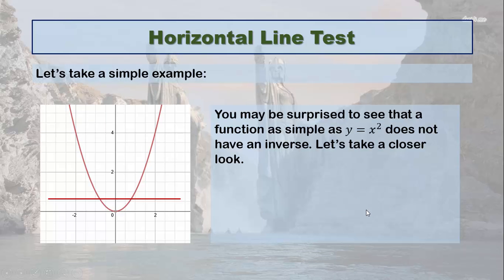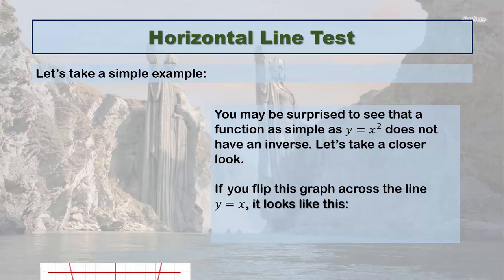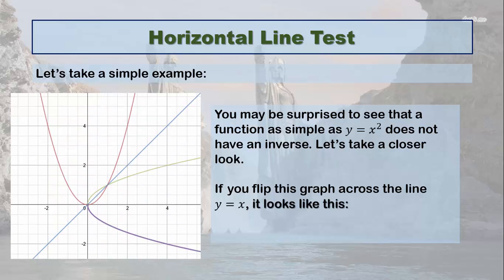My guess is that you're probably surprised to see that something as simple as y equals x squared does not have an inverse. But let's take a closer look. If we were to flip this graph across the line y equals x, and remember that's what it means to be an inverse, the graph is flipped across the line y equals x. Actually, I'm not sure we even talked about that yet. We will in a minute. Here's the graph of the air quotes inverse.